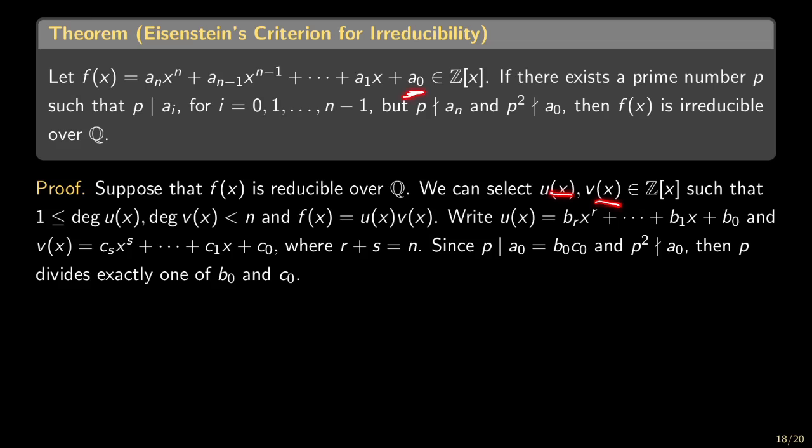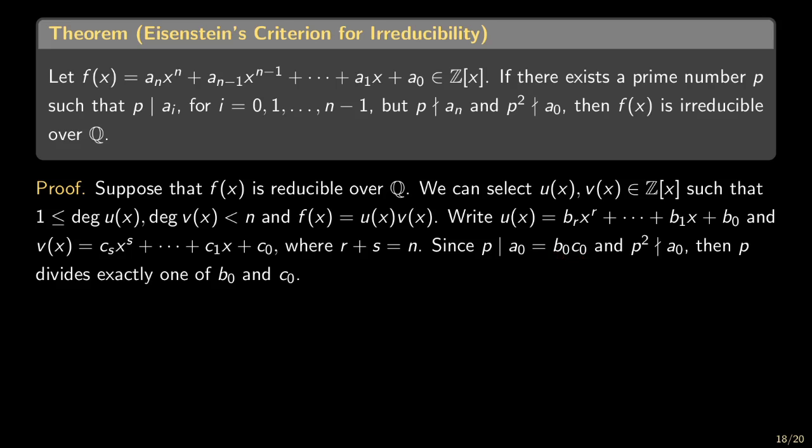Diba nakukuha to by multiplying the constant terms of u and v. So, meaning to say a0 is b0 times c0. So if p divides this product, then p divides b0 or p divides c0, that's a fact. Now, because p squared does not divide a0 by hypothesis, dinidivide niya a0 pero square hindi, meaning to say, isa lang daw dapat dito ang pwedeng i-divide ng p.